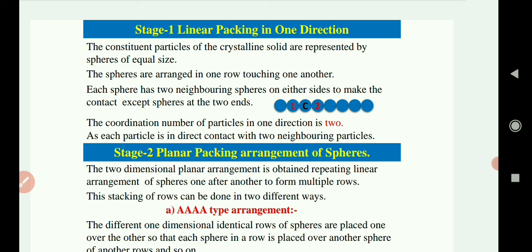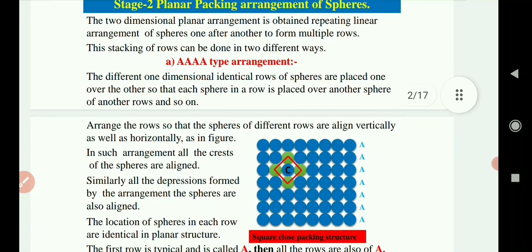Second type of packing is a continuation of linear. It is called planar packing. In spite of a line, if you keep on arranging more spheres one below the other, you will get a plane. This type of packing is planar packing. It is of two types. First one is called AAA type of arrangement.